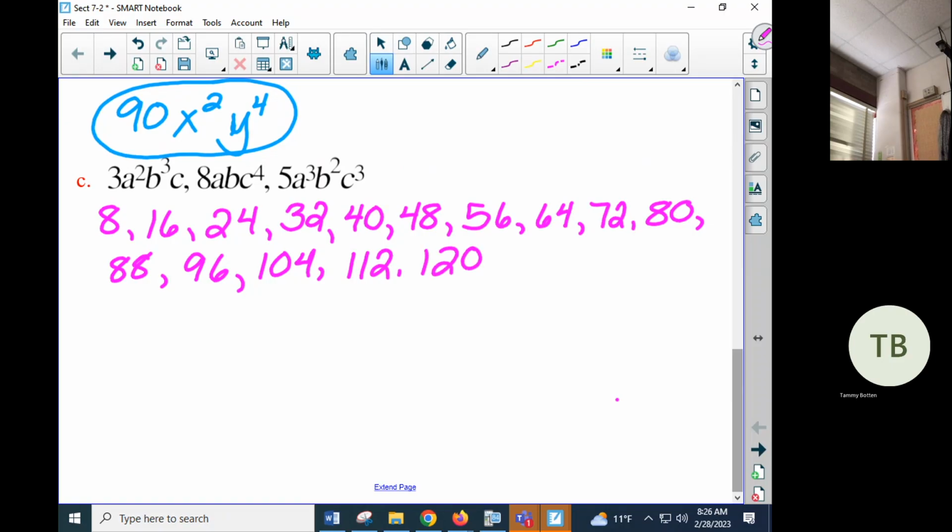And 120. So this one does end in a 0, so it should be divisible by 5. It's going to be divisible by 8. And 3 does go into 120. So like I said, sometimes you have to try quite a few before you find which one works. So our number is 120.